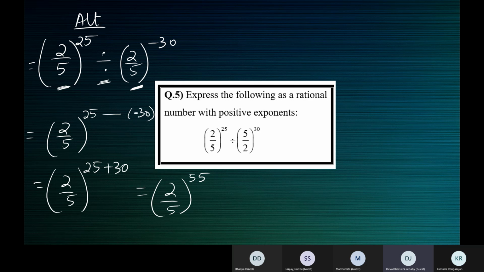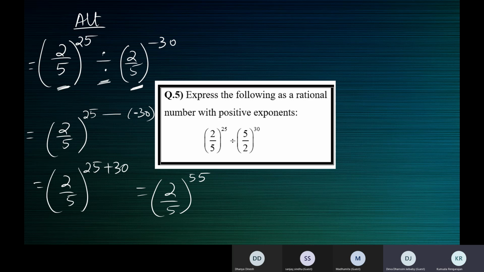Ma'am, in my school, we used to do like that only, ma'am. No, here, what is the bigger number sign? You're saying it's positive, is it? Yes, ma'am. Okay. No, ma'am. Ma'am, the answer will be 5 by 2 to the power minus 55 only, no, ma'am. After that, we used to remove the sign, no, ma'am.